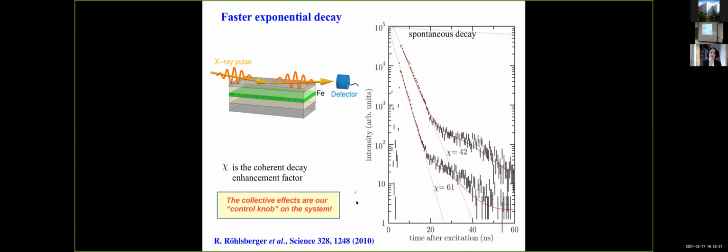And this is actually the control knob that we have over the system. So you can consider that you have a system which has its spontaneous decay. On top of that, it has a superradiant decay, which is much faster, right? Factor 40 is already much faster. And you can control the superradiant response. Of course, you cannot control the spontaneous decay. So it means basically you have control over the system because you're controlling the channel which is the fastest. Now, let me tell you what we have done with this idea.